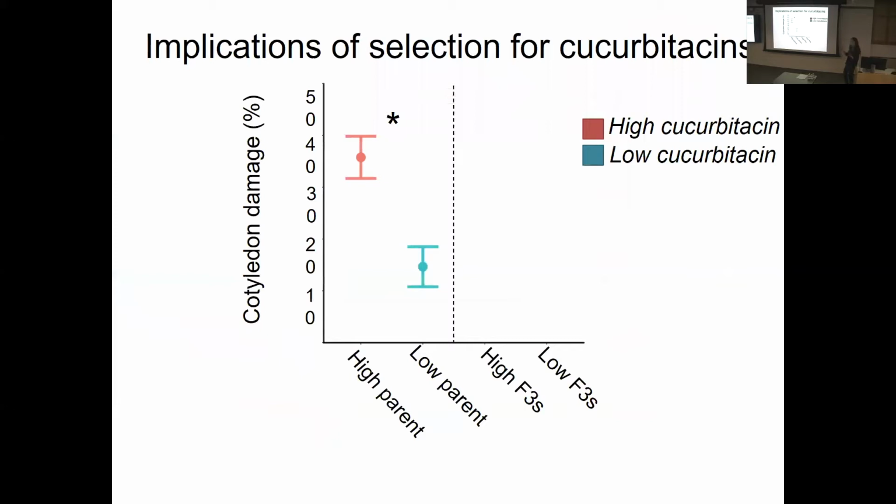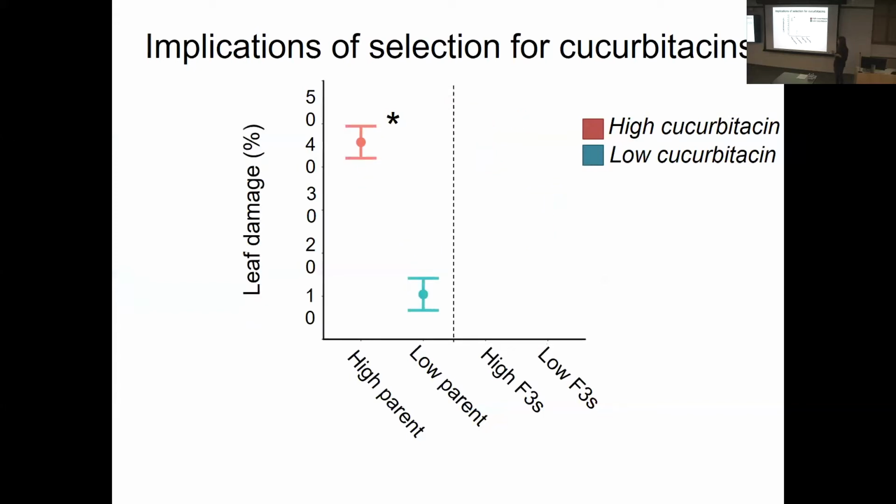So anyway, our high parent gets a lot of cotyledon damage, and our low parent doesn't, like we would expect because of the subspecies difference and because of the cucurbitacin difference. And when we select for cotyledon cucurbitacins, we see the same pattern for beetle damage in the high cucurbitacin F3s and low cucurbitacin F3s, which is good. That's what we would expect based on the evolutionary history of the beetle with this compound. And nice to see that this would work as a selection strategy for defending cotyledons against beetles.